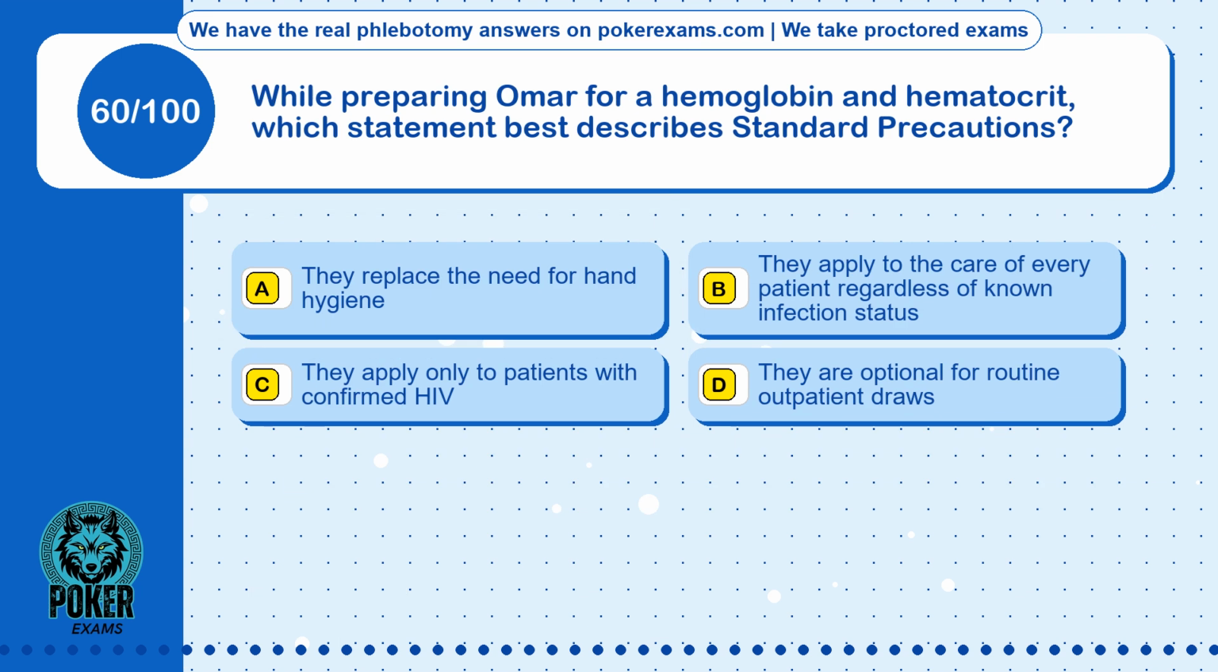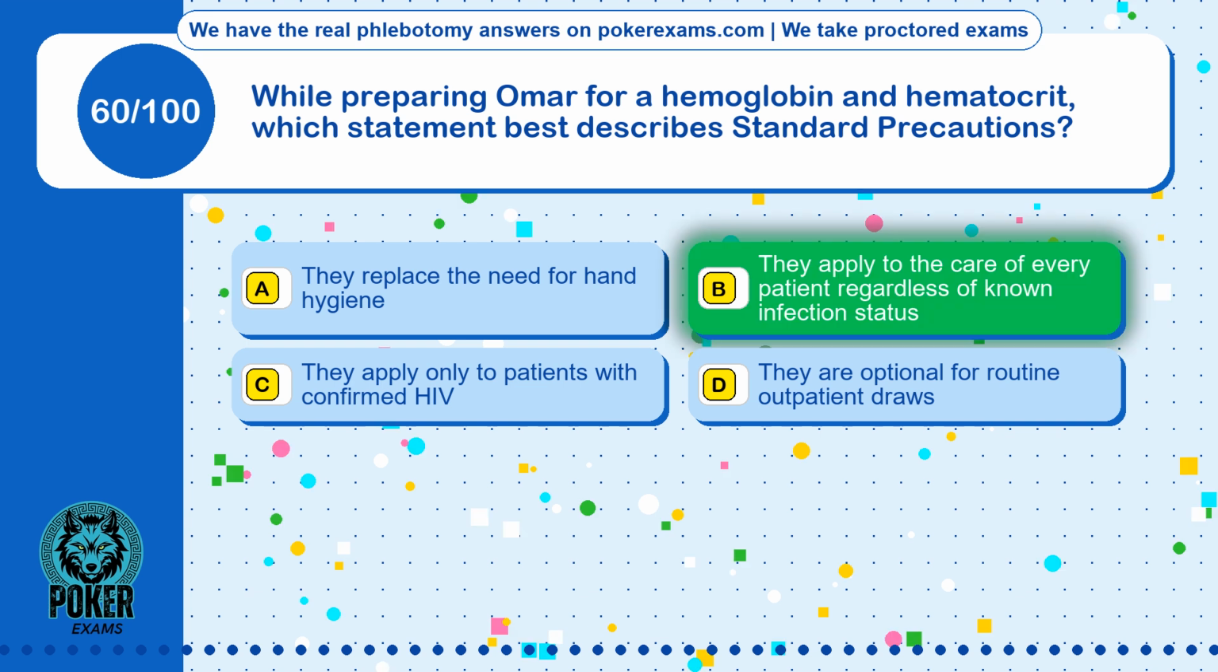Question 60. While preparing Omar for a hemoglobin and hematocrit, which statement best describes standard precautions? Option A. They replace the need for hand hygiene. Option B. They apply to the care of every patient regardless of known infection status. Option C. They apply only to patients with confirmed HIV. Option D. They are optional for routine outpatient draws.